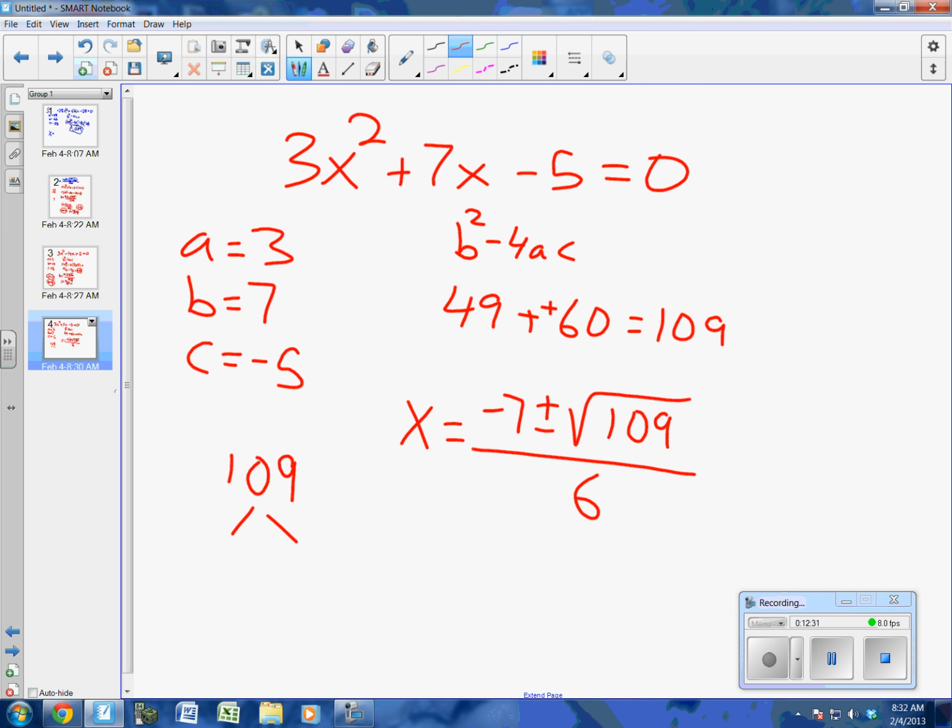Yeah, because, okay, 2 doesn't go into that because it's not even. 3 doesn't. 5 won't go into it. 6 won't go into it. 7. Will 7 go into it? 7 won't go into it. 12 will go into it how many times?